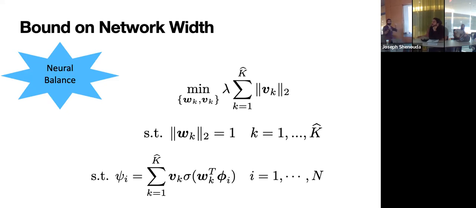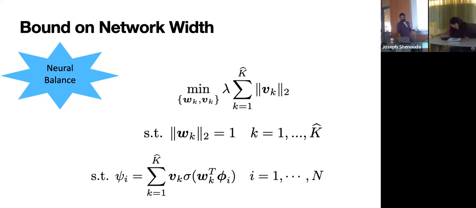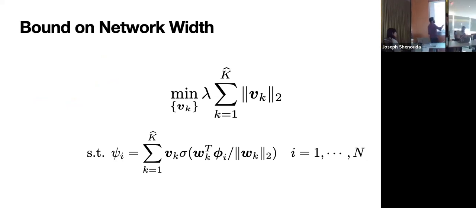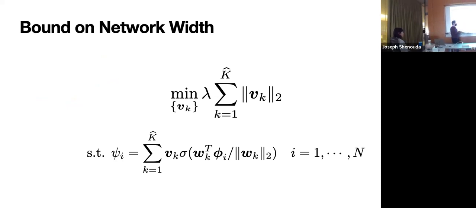Okay, clear? And then what I can do now, because of homogeneity, is I can automatically make sure that this condition is satisfied by just messing with the input weights, right? So I can change this problem such that I only look for VKs. I look for new VKs such that this is retained, where my input weights are now automatically always going to be on the sphere, right?